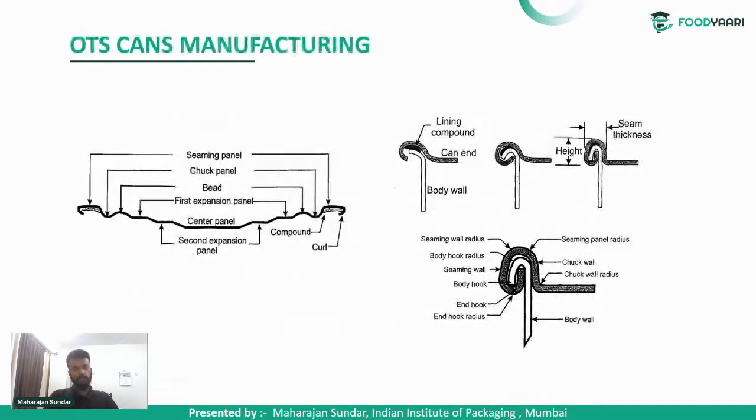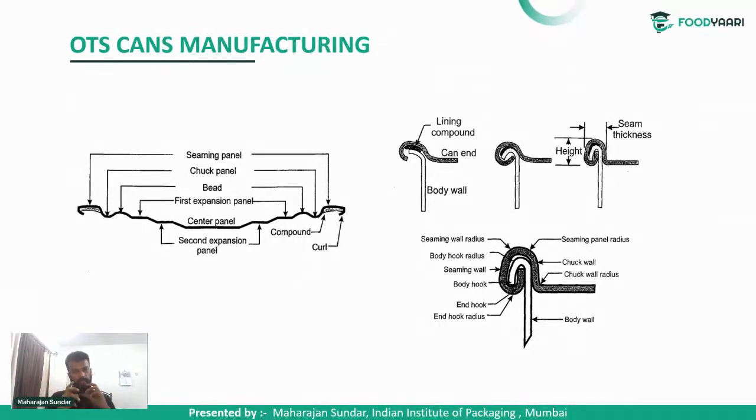Here, it is the left side image. It is the inverted position of the bottom part of the container. That is end closure, bottom end closure. Have you ever wondered why this bottom end closure can't be plain? Why they have given this much beading?